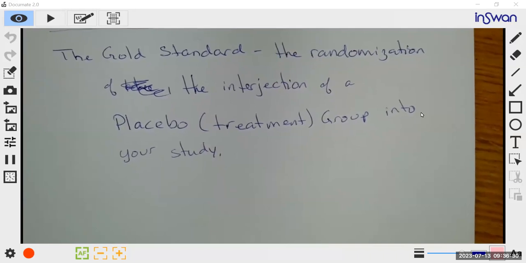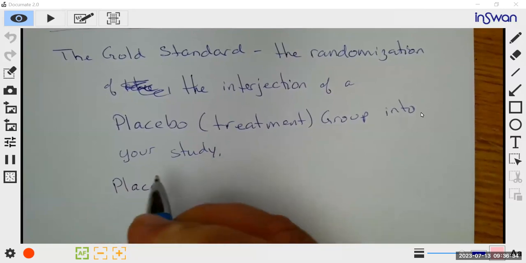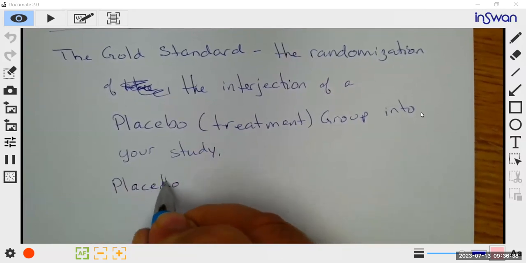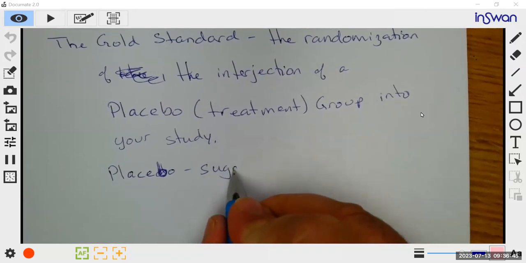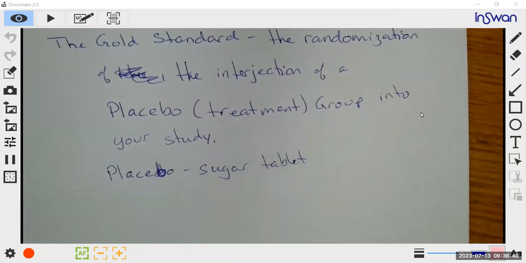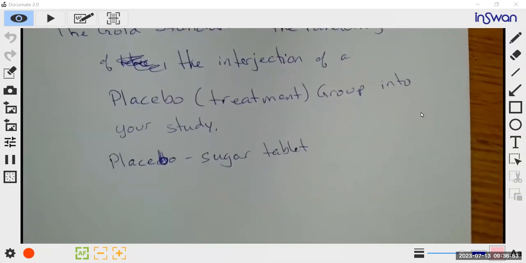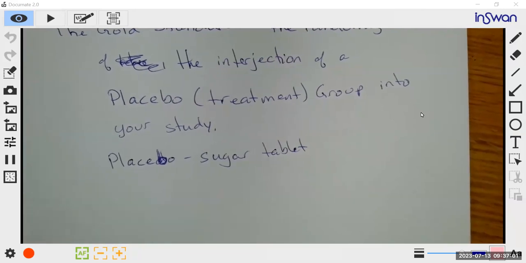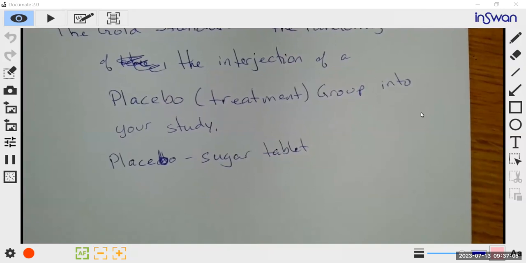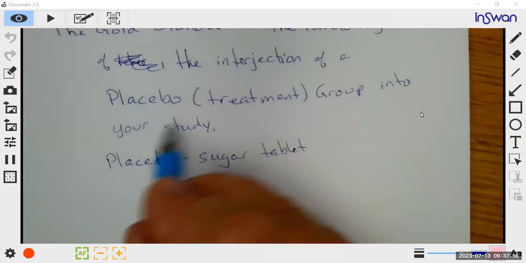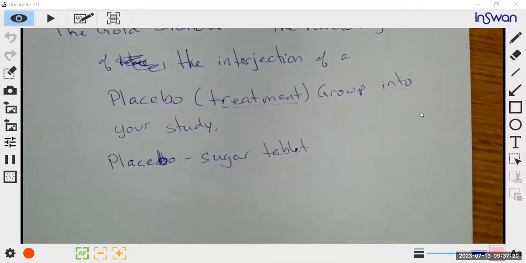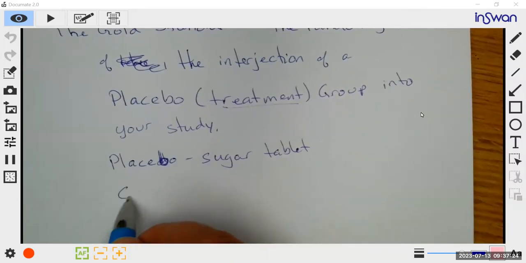What is a placebo? It's something that's fake. In our case, it's a sugar tablet. During the whole COVID thing, they were giving test vaccines to people during the testing trials. Some of them got just sugar water, which your body already has. Some of them got the medicine. And then what you do there is you have the placebo group, which is the treatment group. That's the people who get the test.